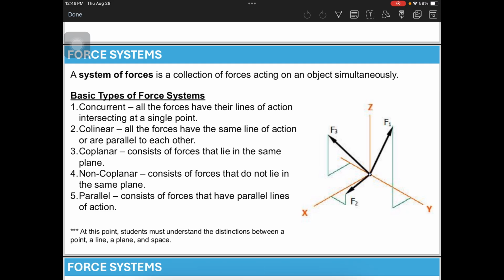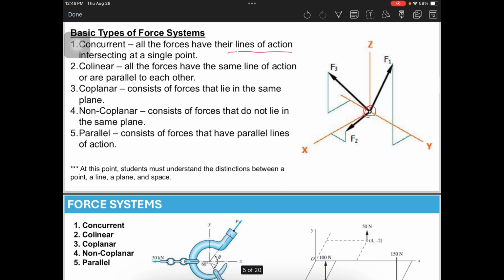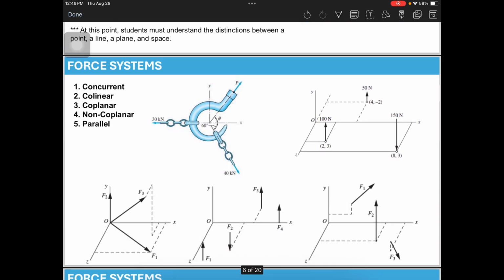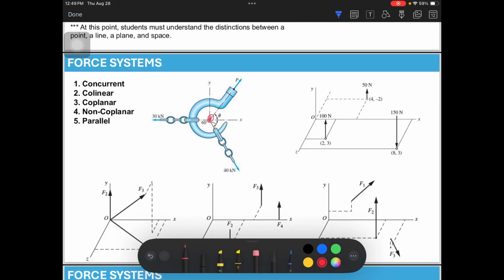Number 1, si concurrent force system. As you can see, kagaya sa figure, meron silang common point. Intersecting sila sa isang single point, yung line of action ng mga forces. Next, meron tayong collinear, coplanar, non-coplanar, and parallel. So, dito, this is a concurrent force dahil may common point ang mga line of action ng mga forces.